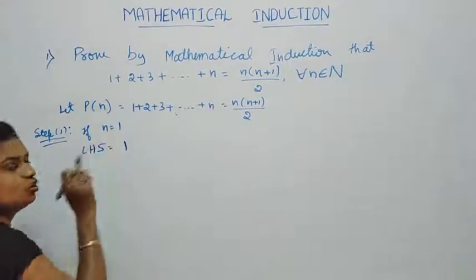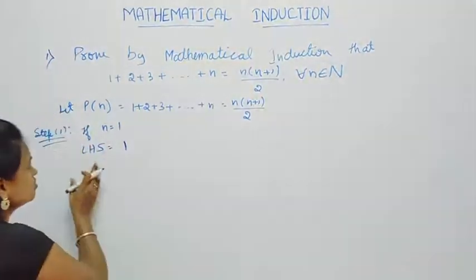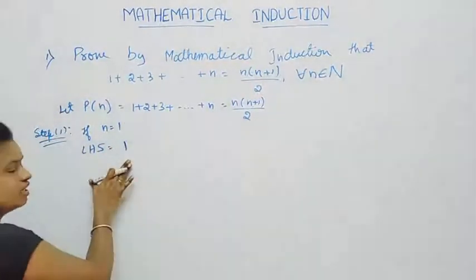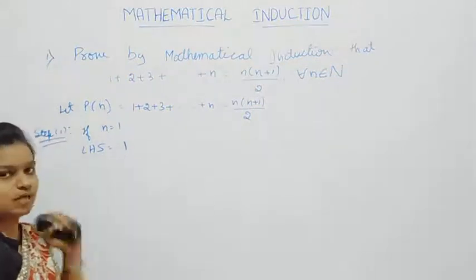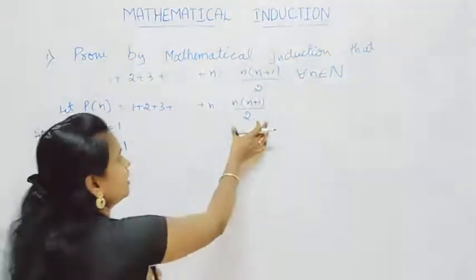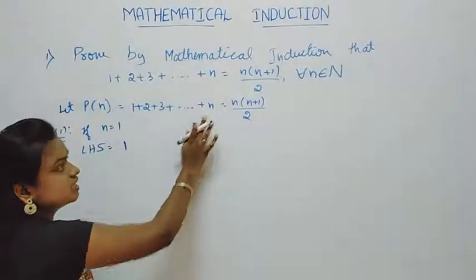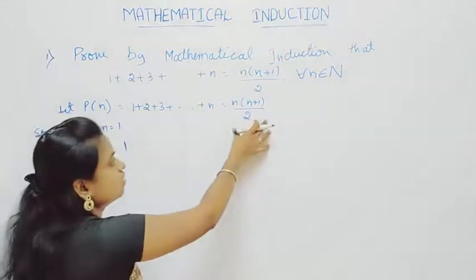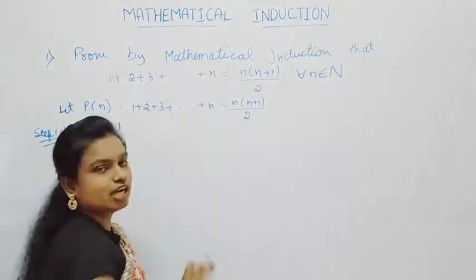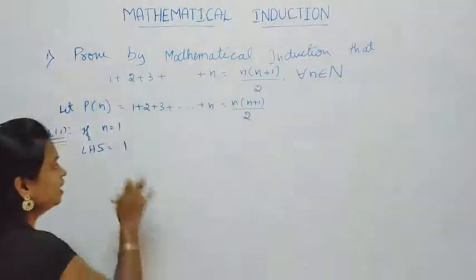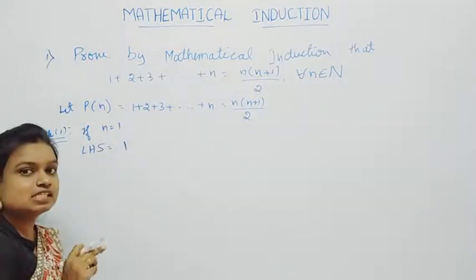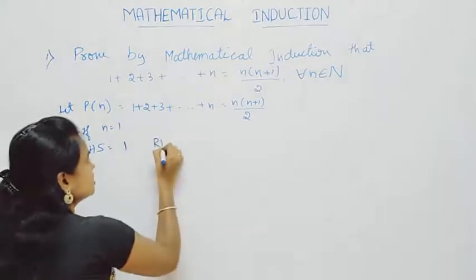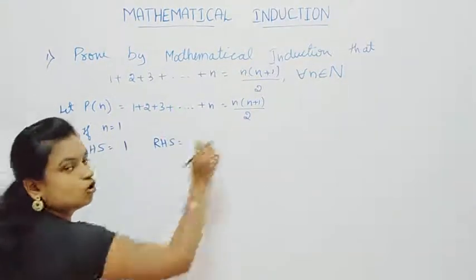So n is equal to 1. So it becomes what? It has only one number, that is 1. Okay, so in the RHS, if in the LHS it has n number of terms, then RHS becomes n into n plus 1 divided by 2. But here we consider that n is equal to 1. So RHS becomes, put n is equal to 1.